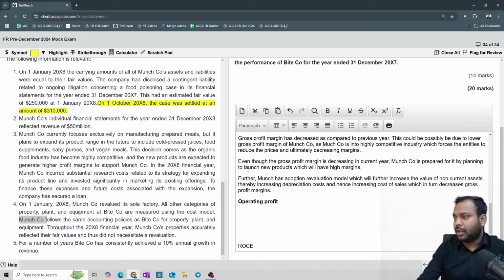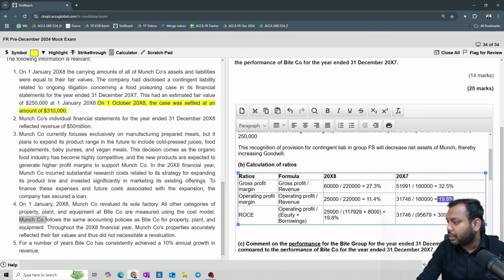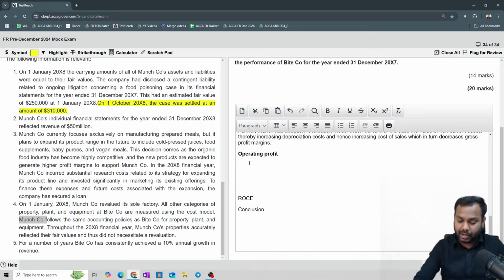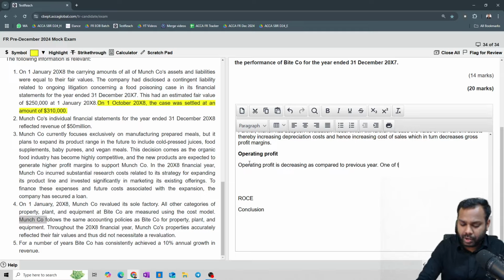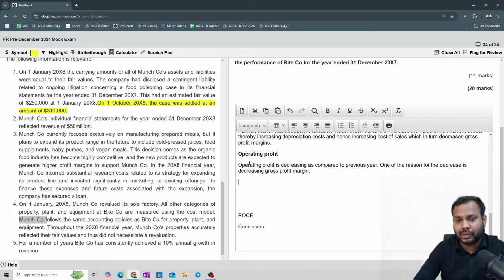Now coming to operating profit. So what is happening to operating profit? Tell me. Operating profit is decreasing from 19.8 to 11.4. So you have to write operating profit is decreasing as compared to previous year. One of the reasons for the decrease is decreasing gross profit margin. Now, what are the other reasons?